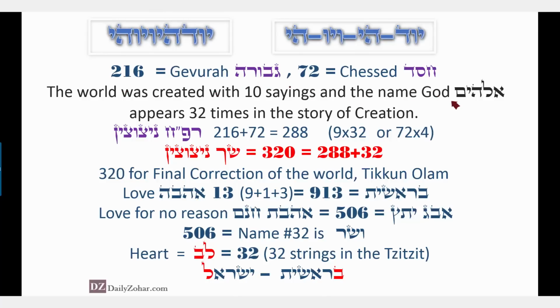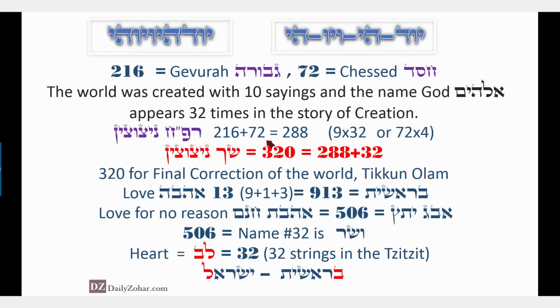Now, another fact before we go into the explanation: we know that the world was created with 10 sayings, and a saying is, and God said, let there be so and so. And 10 times God said it throughout the story of creation. The name God, Elohim, appears 32 times in the story of creation. And everything is significant.